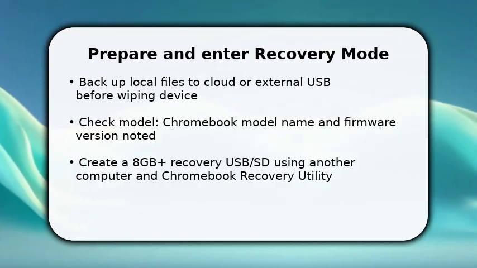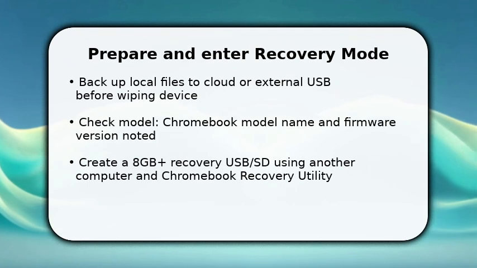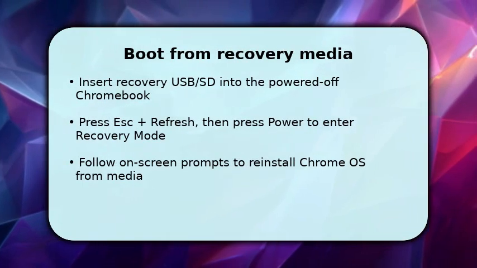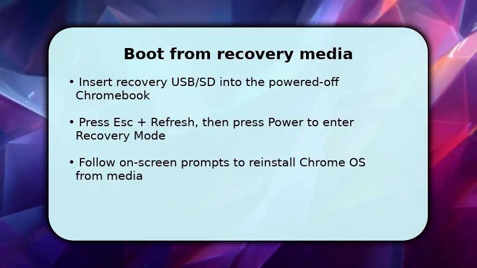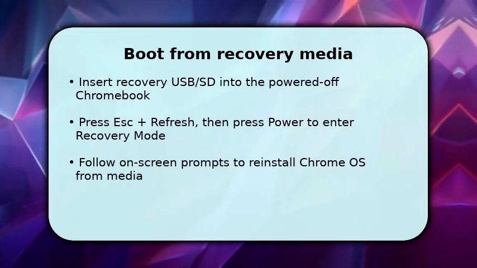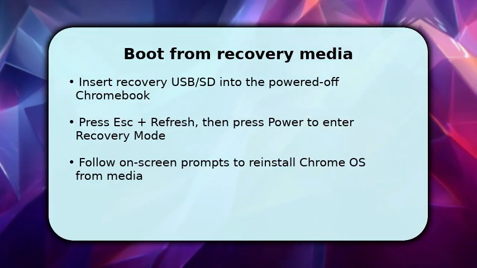When done, power off the Chromebook and get ready to enter recovery mode. With the recovery media inserted, put the Chromebook into recovery mode. Press ESC and refresh, then tap power. You will see a recovery screen that says Insert Recovery Media. If the device immediately detects the USB/SD, it will prompt to begin.